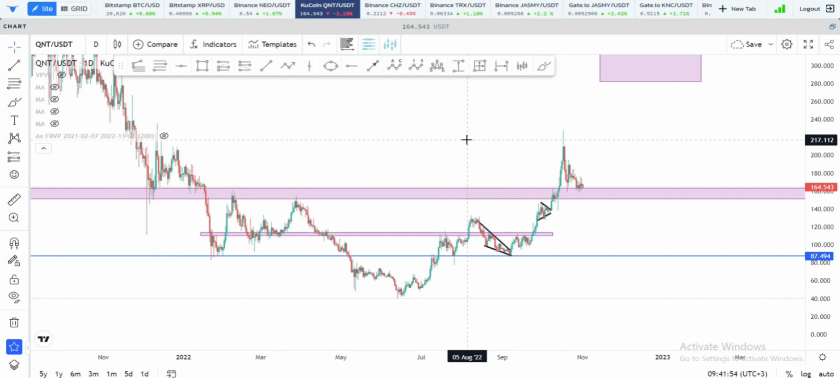We'll also take a look at a number of on-chain metrics, because some of them really paint a nice picture here on the Quant price chart, right?